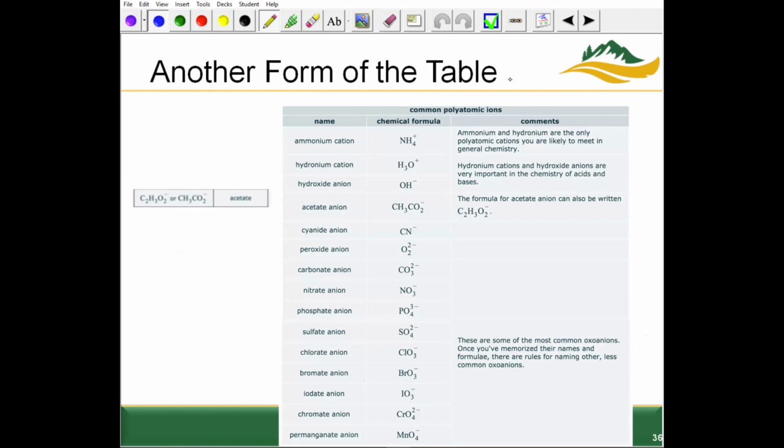Here's yet another form of the table. This one has acetate included as well. So I don't think that showed up on a previous table from your book. So here's the chemical formula for the polyatomic anion of acetate. These are the same thing here. Note that there's 2 carbons, hydrogen there's 3, oxygen there's 2. Those are the same thing, it's just written as the carbons together or separately here.